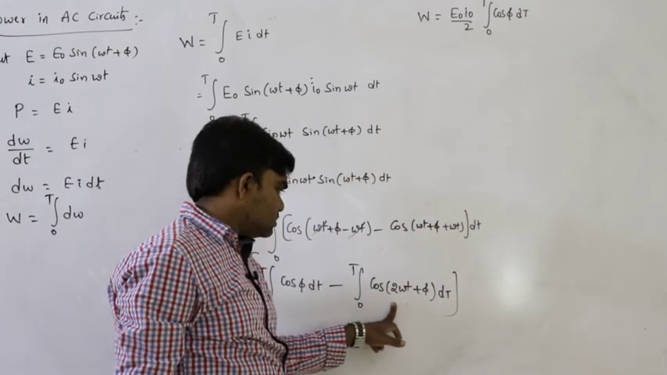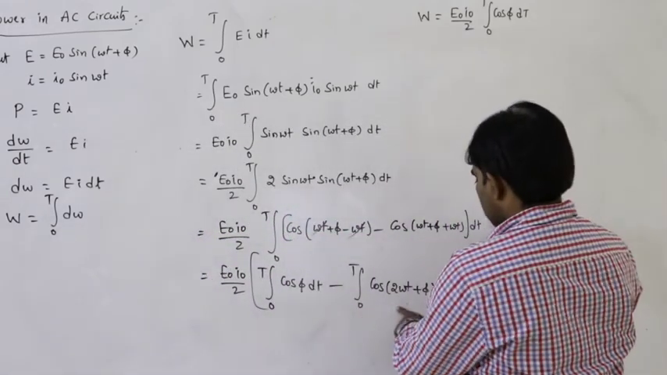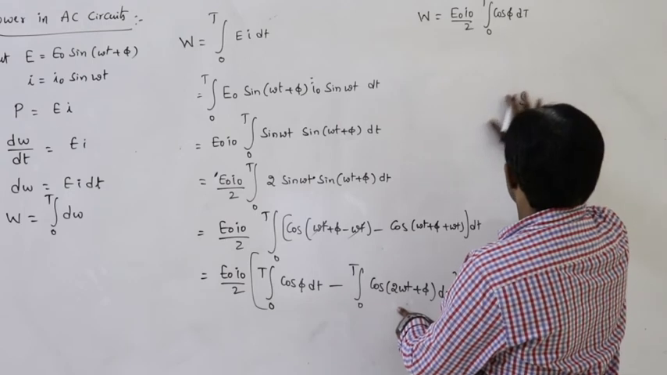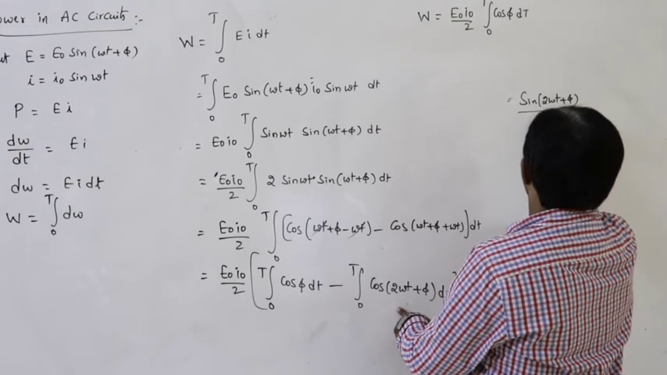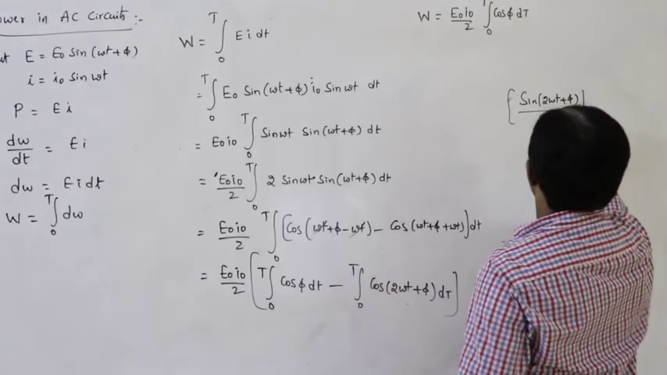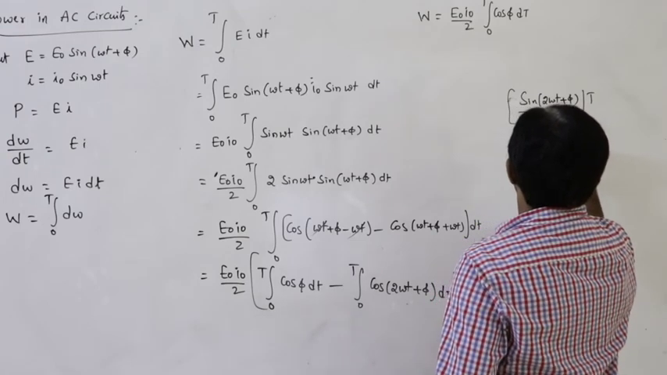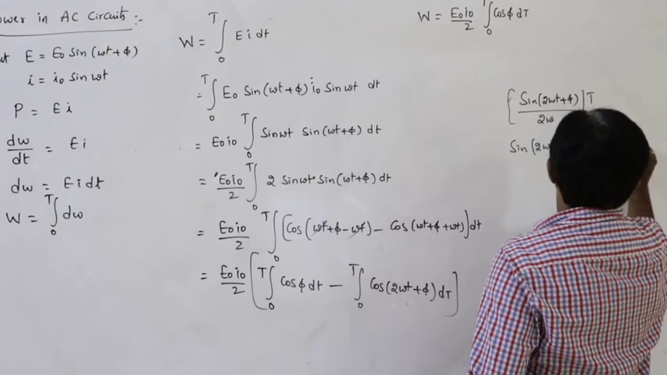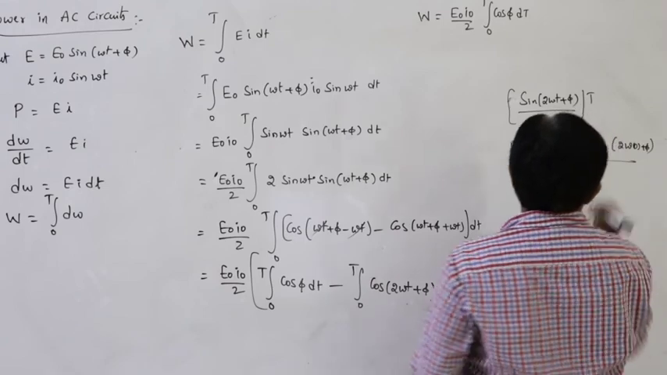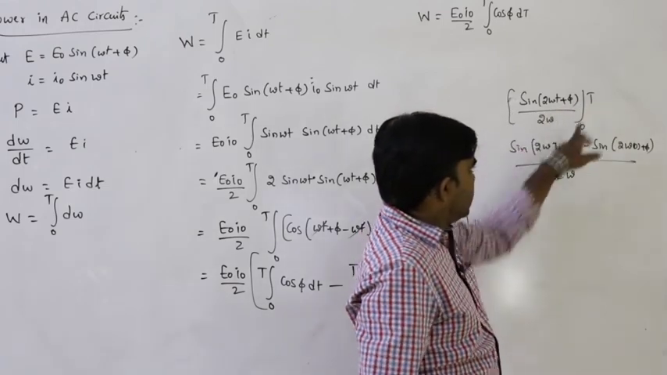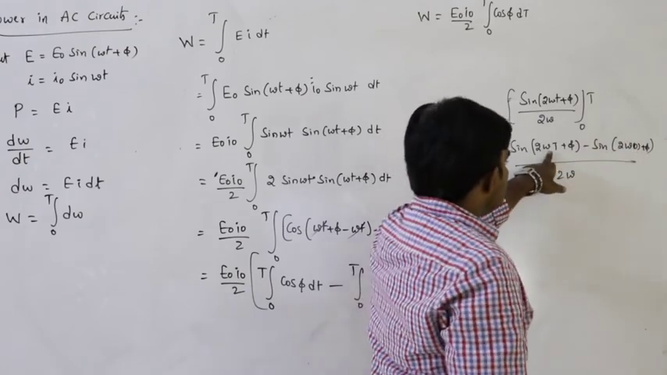Why is this term 0? Integral of cos is sine. So see here, just a minute. Integral of this one is sine of 2 omega t plus phi divided by 2 omega, between the limits 0 to T. Sine of 2 omega into T plus phi minus sine of 2 omega into 0 plus phi, divided by 2 omega. In place of small t, first we substitute capital T, minus in place of small t we substitute 0. So that is sine of 2 omega T.